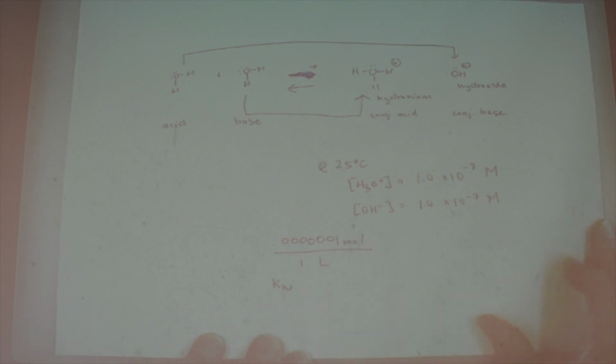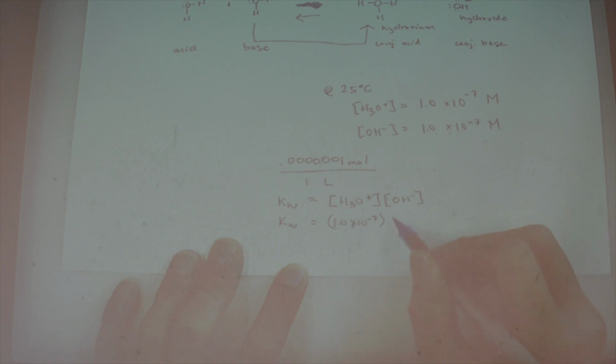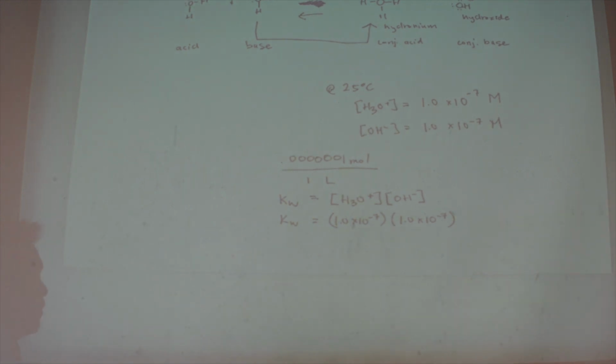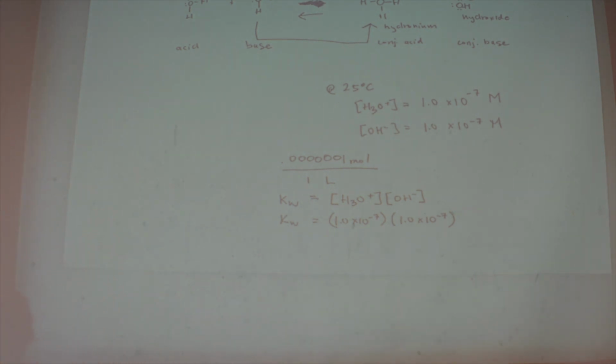So Kw is equal to, by definition, the concentration of hydronium times the concentration of hydroxide. Now, if you plug that in, what is Kw? 1.0 times 10 to the negative 7 times 1.0 times 10 to the negative 7. Kw turns out doesn't have units, so the moles we just ignore for now. Punch that in your calculator and you should get 1.0 times 10 to the negative 14.